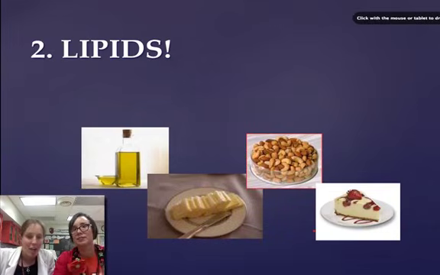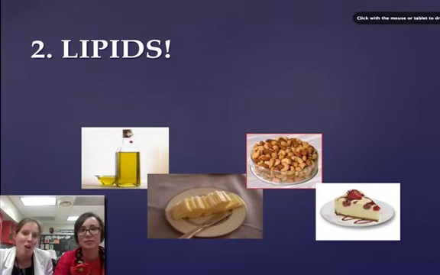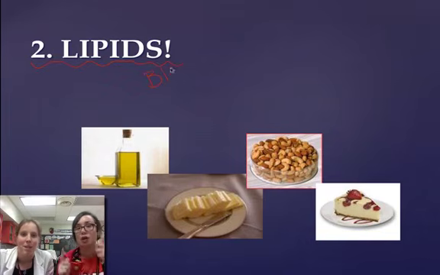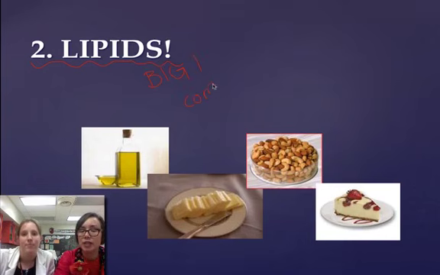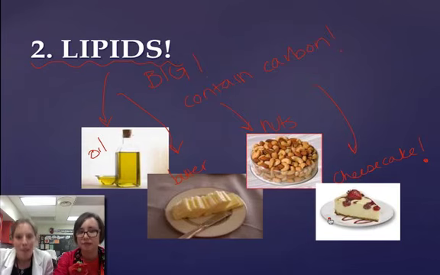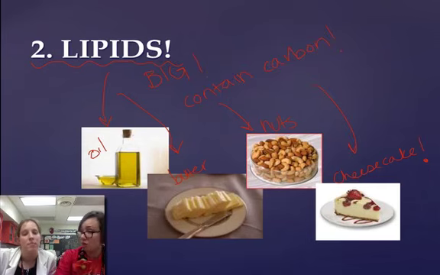All right, it's time to talk about our second class of macromolecules, which are lipids. And remember, these guys are big and they contain carbon, just like our carbohydrates. So these examples are very different than the example that we saw on the previous screen for our carbs. So we have oils here. I see a stick of butter down there. Then I have a bowl of nuts. And then finally, I have a slice of cheesecake. Delicious. What do all of these things have in common? They are all lipids. All right, so what we need to do now is talk about what lipids are made of, talk about their job, and talk about some examples.